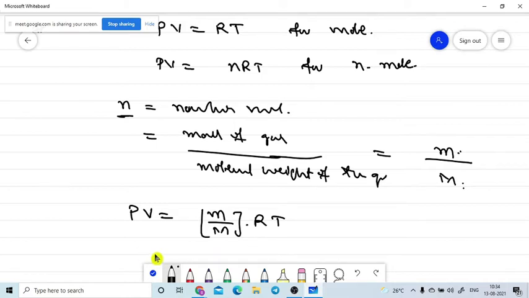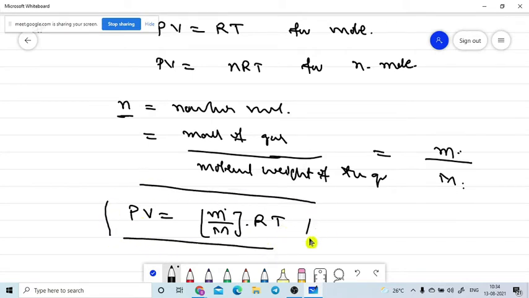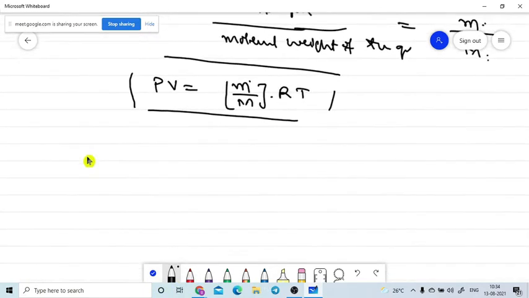This is also the ideal gas equation, but in terms of the mass of the substance and the molecular weight of the substance for n moles of gas. If the mass of the gas is 1 kilogram and the molecular weight of the gas is given, like hydrogen, helium, or carbon dioxide, we need to use this formula. Is there any issue? No issue.